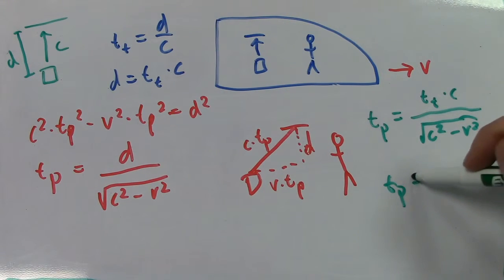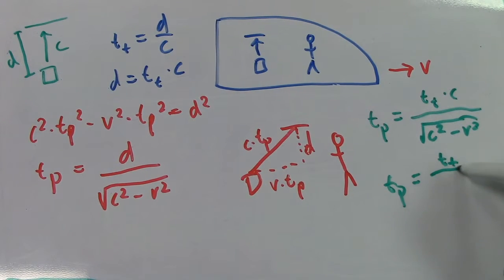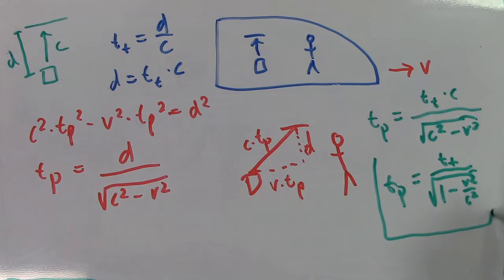Multiplying the top and bottom by 1 over c, and distributing the 1 over c into the square root, we see that t sub p equals t sub t divided by the square root of 1 minus v squared divided by c squared. As such, time on the train passes 1 over the square root of 1 minus v squared divided by c squared times slower than it does on the platform from the perspective of the people on the platform.